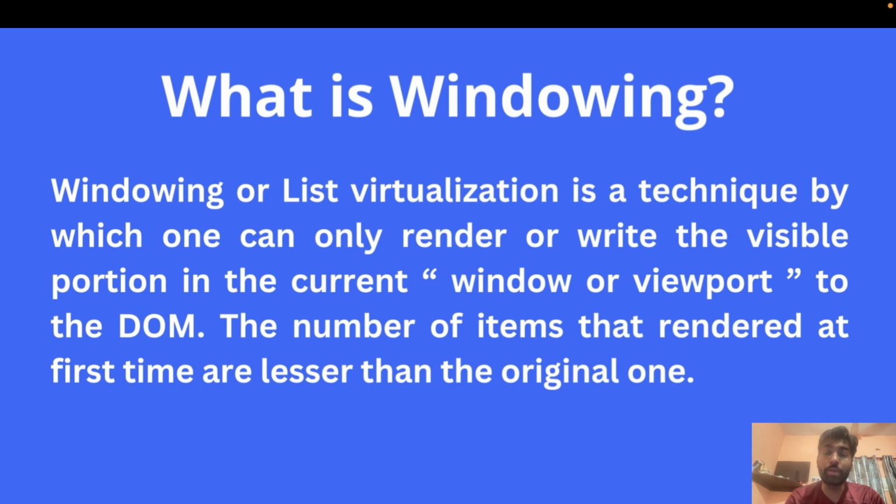So friends, what is windowing? Windowing or list virtualization is a technique with the help of which one can render only that particular list of items that is visible in the current viewport. I hope you got my point. So only that particular portion that is visible inside the current viewport will get rendered to the DOM, and with the help of this, the number of items that will be rendered the first time will be lesser than the original one. Okay, so let's see other points.